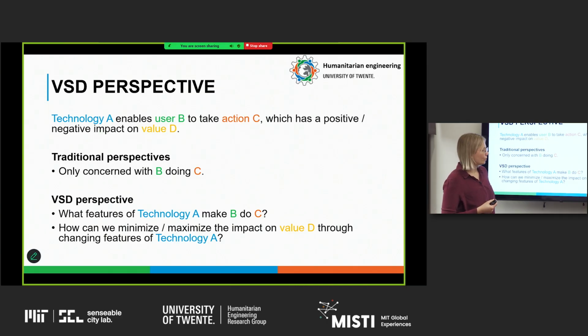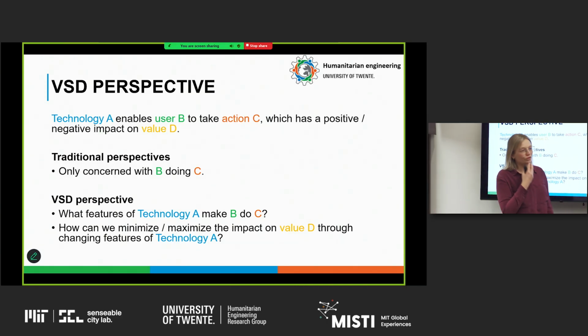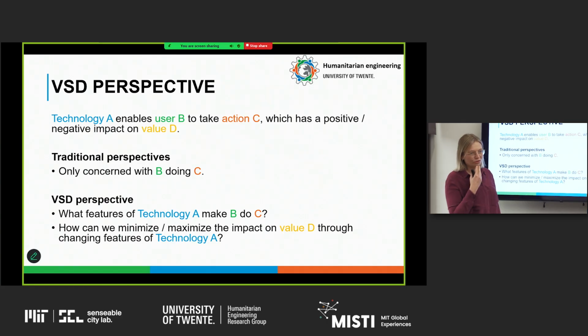Traditionally, we were only concerned with B doing C, so a user doing a certain action, right? So, for example, a person crossing from one riverside to the next, so then we would probably design a bridge. Within value-sensitive design, we look more into the features that a certain technology has. And we also look into how we can maximize or minimize a certain value through changing features of a technology.